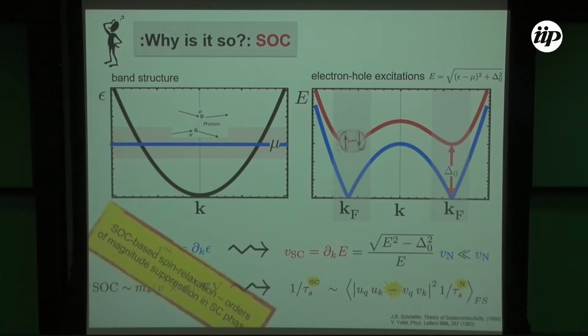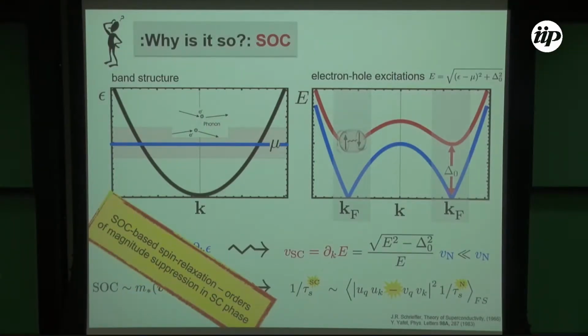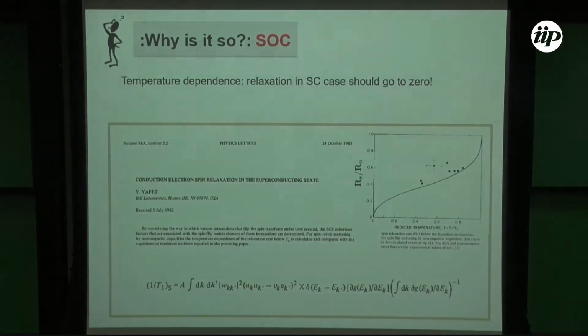Okay, so based on that, we should expect that the spin relaxation in the superconducting phase, if it is due to the spin-orbit coupling, should be suppressed. And this is not something which I discovered. This is old, known from Yafet and also many others. So these are the formulas Yafet had in that paper. And basically this is the difference of those coherence factors which I was describing.